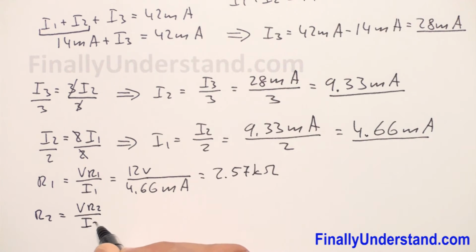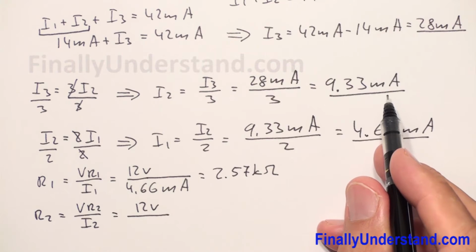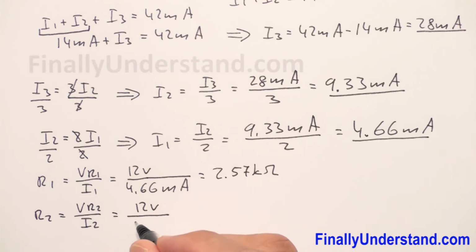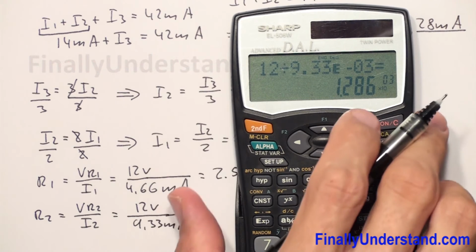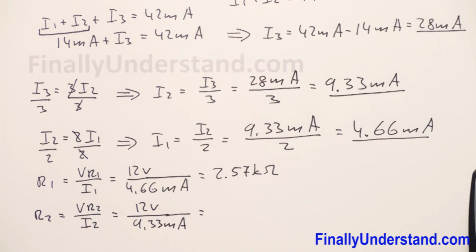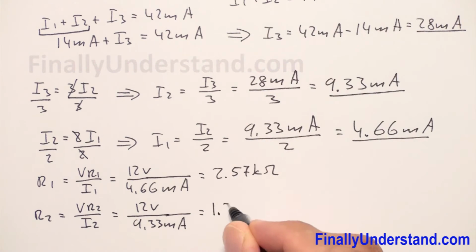VR2 over I2. 12 volts divided by I2. I2 is equal to 9.33 milliamps. So I have 9.33 milliamps. This is equal to 12 divided by 9.33 times 10 to the negative 3 equals 1.28 kilo ohms.